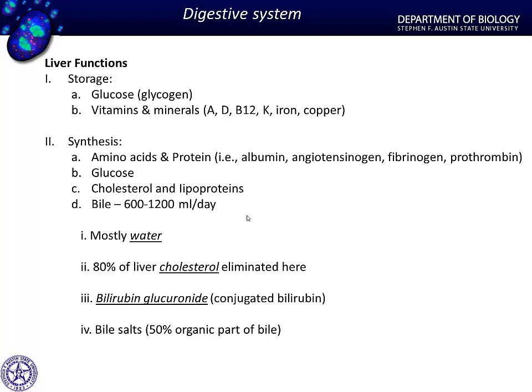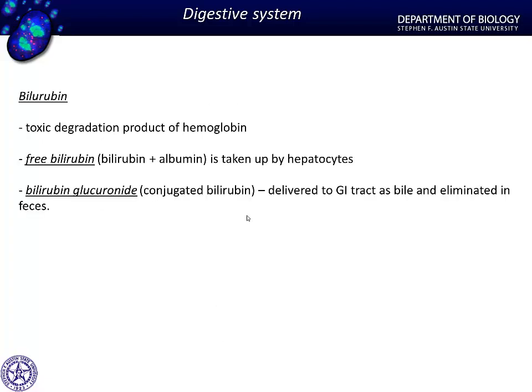Up to a liter of bile can be produced a day by the liver. Now, bile is mostly water, and 80% of liver cholesterol that's synthesized is eliminated here. We don't eliminate it all, but a lot of it. And then we're also going to eliminate in the bile bilirubin glucuronide. Now, this is going to be part of that breakdown process of red blood cells, and we'll expand on that in the next slide. But we're also going to eliminate bile salts. This is going to be 50% of the organic part of the bile we refer to as bile salts.